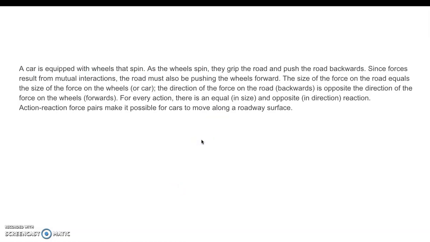A car is equipped with wheels that spin. As the wheels spin, they grip the road and push the road backwards. Since forces result in mutual interactions, the road must also be pushing the wheels forward. The size of the force on the road equals the size of the force on the wheels. The direction of the force on the road backwards is opposite the direction of the force on the wheels forwards. For every action, there is an equal and opposite reaction. Action-reaction force pairs make it possible for cars to move.